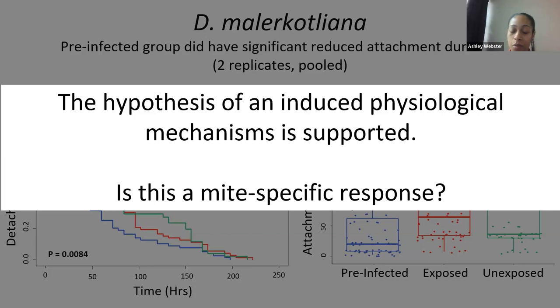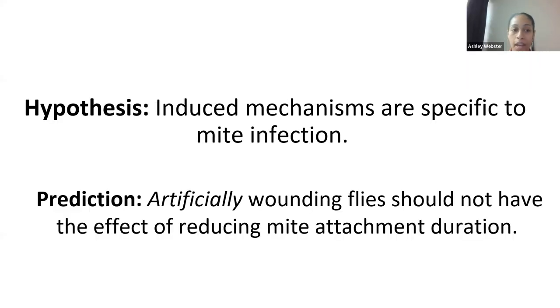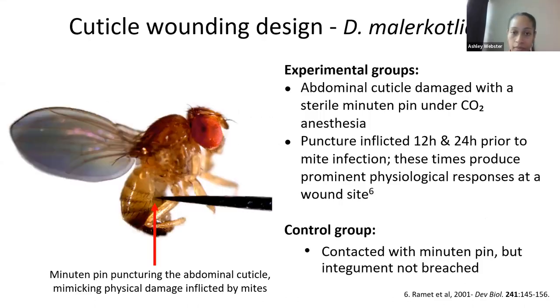Is this a mite-specific response, or could this be occurring due to cuticle responses when the mite breaches the fly's integument to consume its hemolymph? To test this, we had a hypothesis that the induced mechanisms are specific to mite infection. Therefore, artificially wounding flies should not have the effect of reducing mite attachment duration. To test this within the species, our experimental groups had abdominal cuticle damage done with a minuten pin under CO2 in order to mimic the damage inflicted by mites.